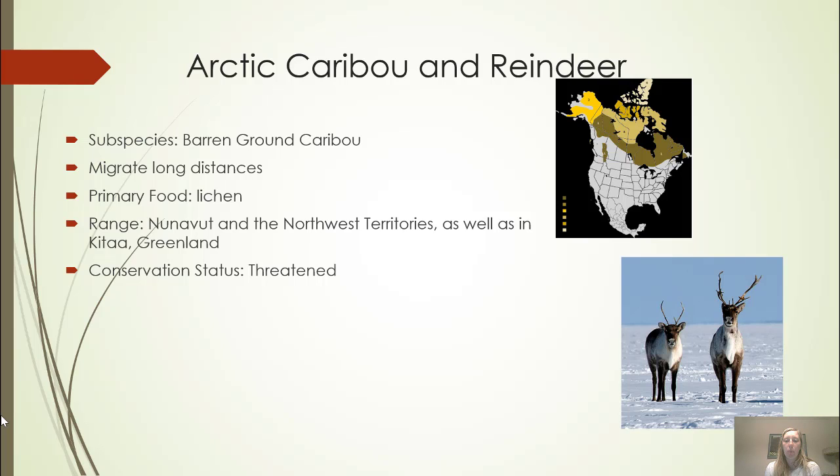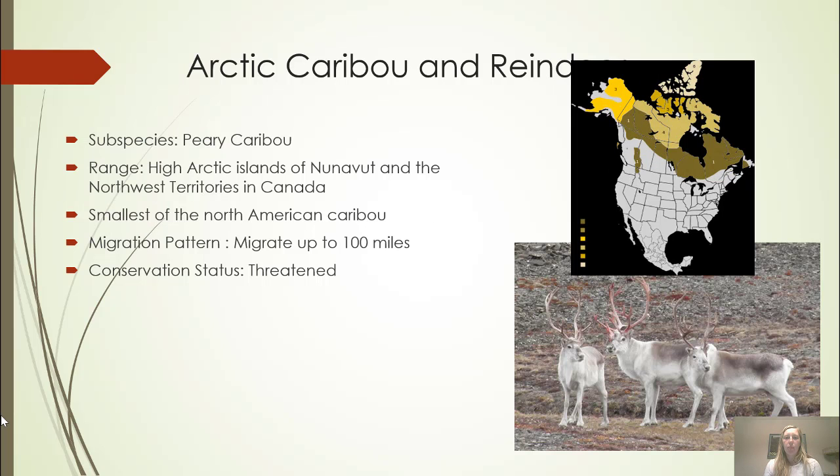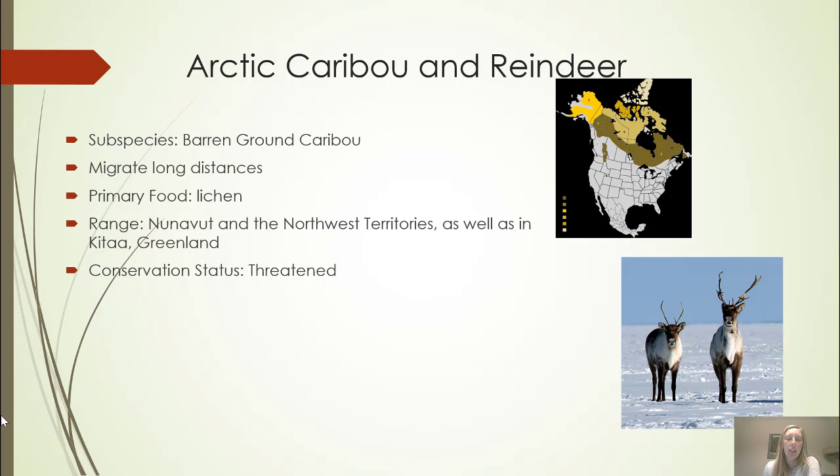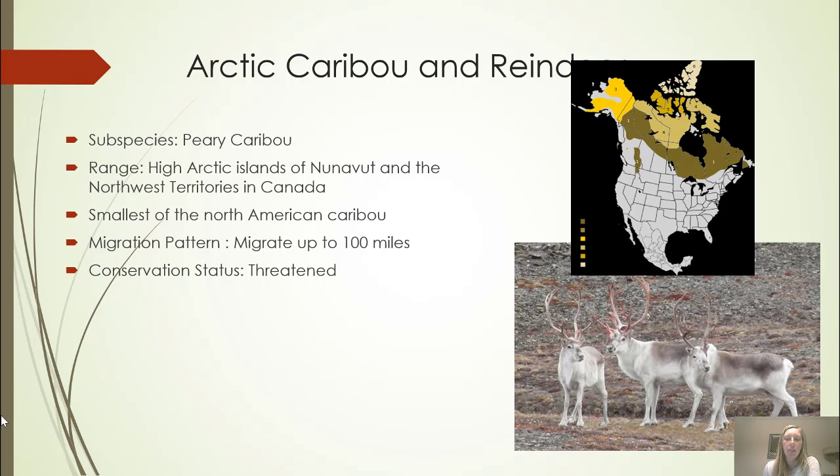They're most identifiable by their distinct white characteristics you can see along the neck in the picture of these two here. Next is the Peary caribou. They are found in the high Arctic islands of Nunavut and the Northwest Territories of Canada. So there is some overlap between the populations of the Peary caribou and the barren ground caribou. As you can see here, a lot of their populations even migrate together.